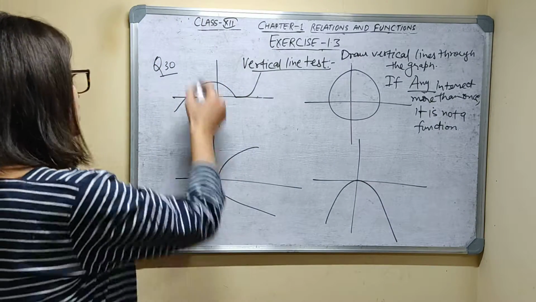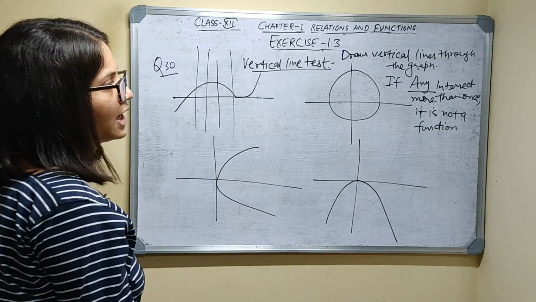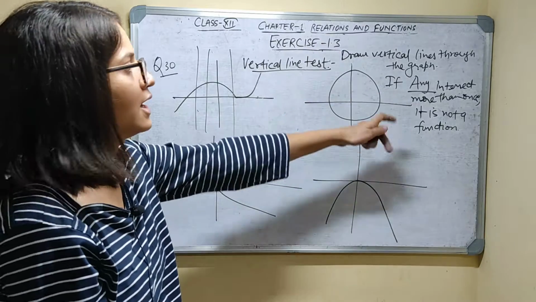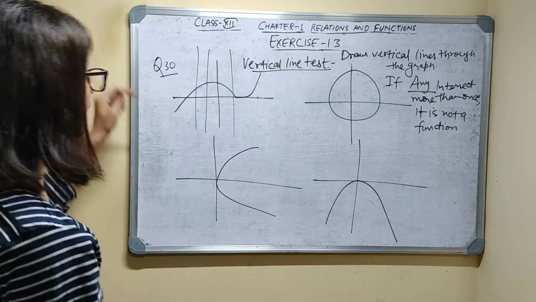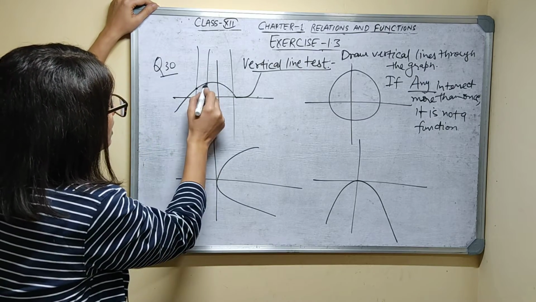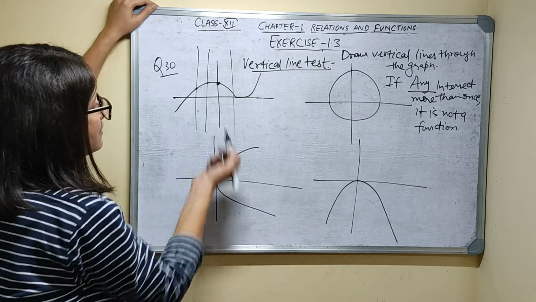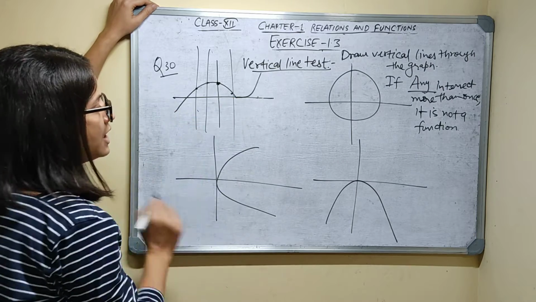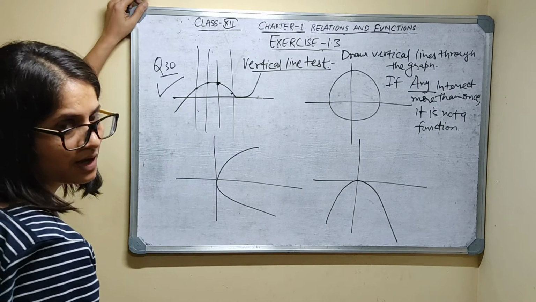Draw vertical lines through the graph like this. If any vertical line intersects more than once... here you see, it's intersecting this line here only. Here only, here only, here only. So this is a function.